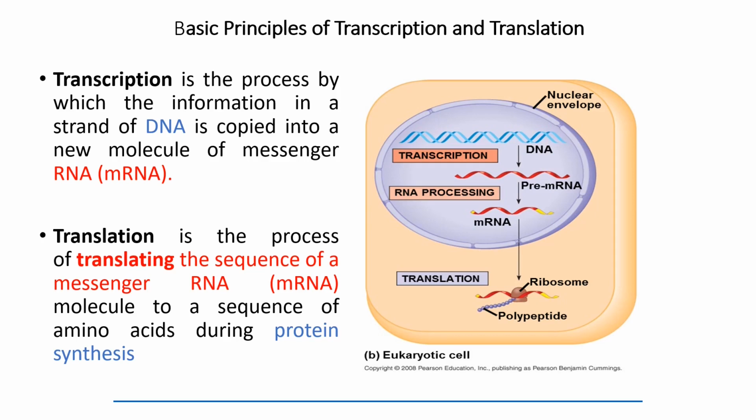Here we are just talking about the last two, transcription, as you can see here, and translation. Transcription is the process by which the information in a DNA strand is copied into a messenger RNA. As you can see in this schematic, here you have the DNA, and this is copied into a new molecule that is the messenger RNA.